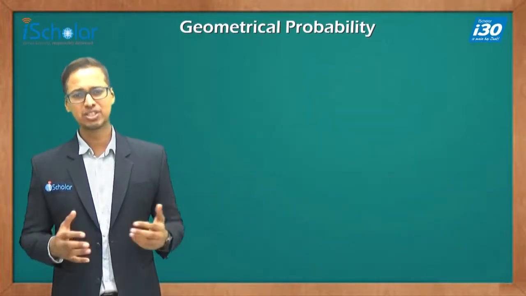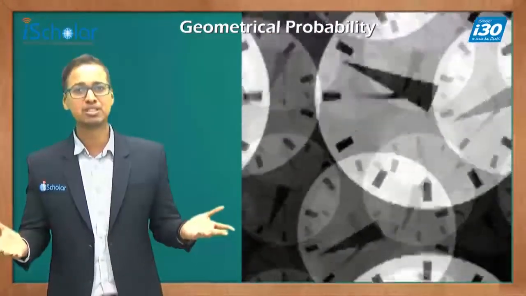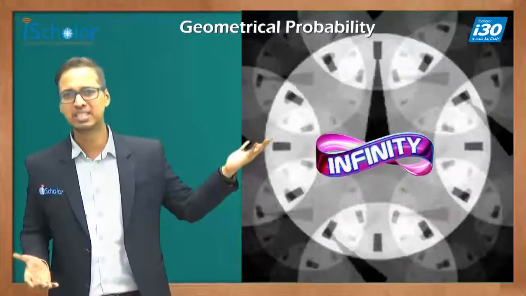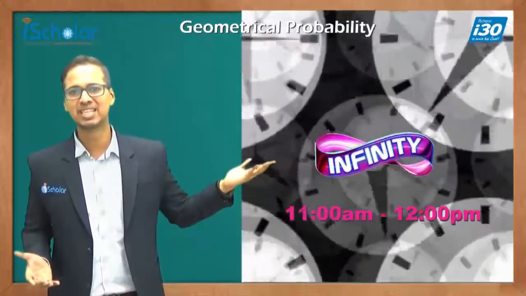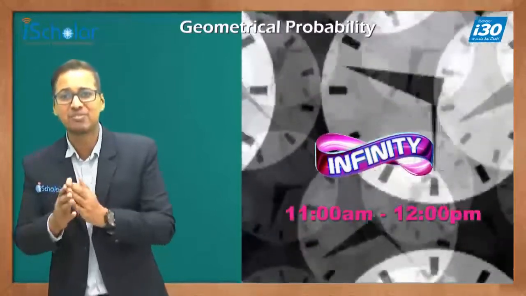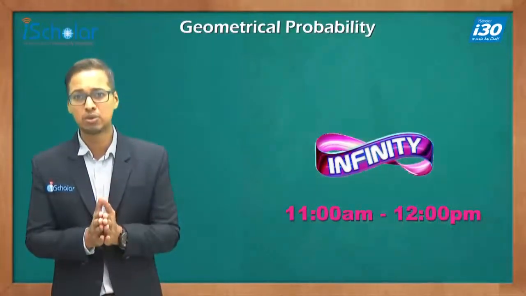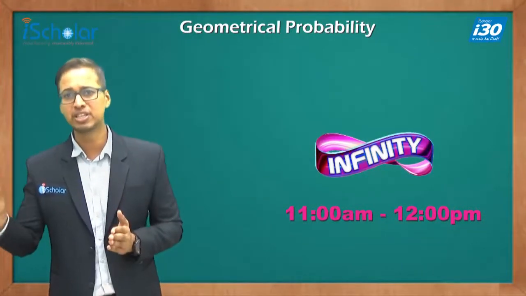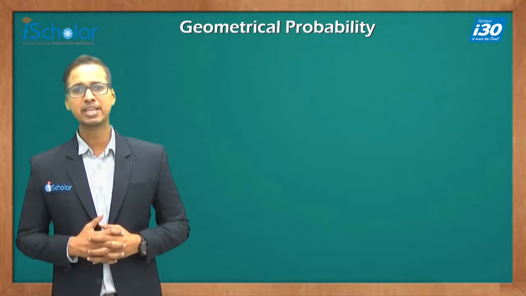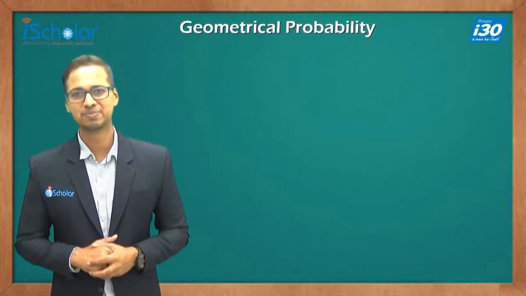Now to answer this question, this will take you back, because you cannot count the sample space over here. There are infinitely many times between 11 to 12 noon itself. It's like counting the real numbers between 11 to 12. There are infinitely many such real numbers, because time can be broken down into very, very small units. So in order to solve this problem, I will make use of something called geometrical probability.